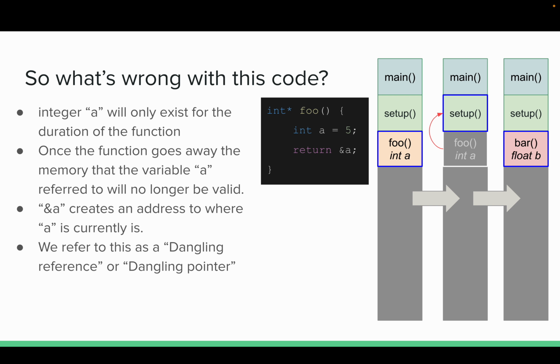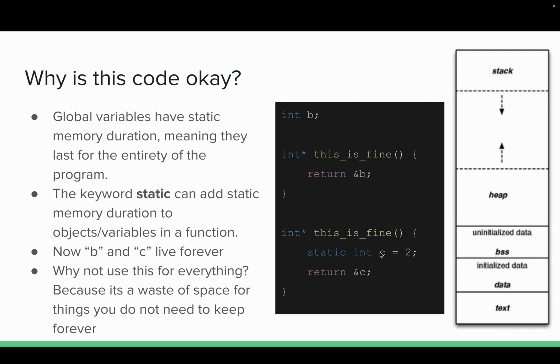So now, why is this code okay? This is the picture I believe I should have had in the front, but here we have a global variable, b, and it'll last for the entire lifetime of a program. If we also use the keyword static, we get the same effect. We basically give this particular variable static memory duration. Global variables by default have static memory duration.